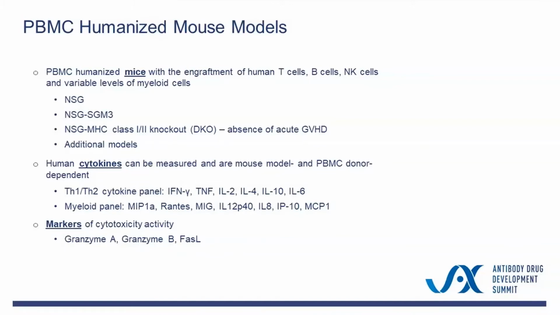We can also detect granzyme A, B, and Fas ligand. So depending on the mouse model, depending on what you're trying to accomplish, we can get a very diverse set of cytokines and cytotoxic endpoints as well.